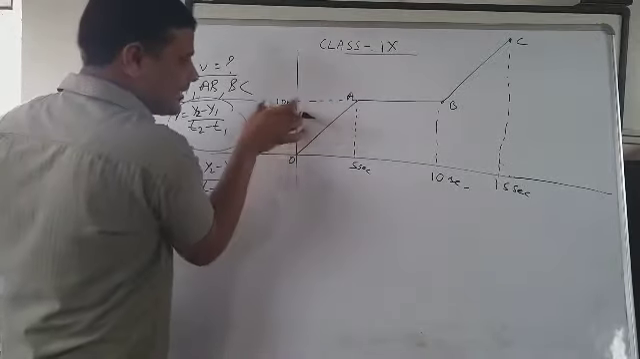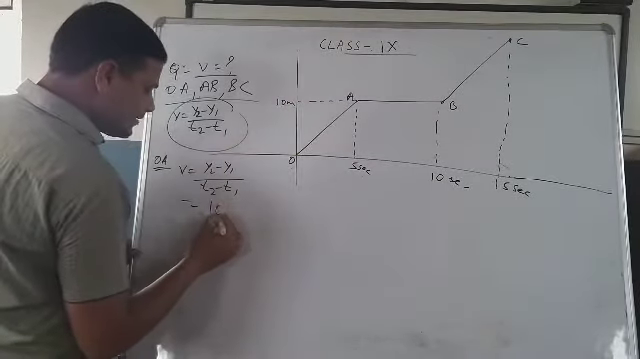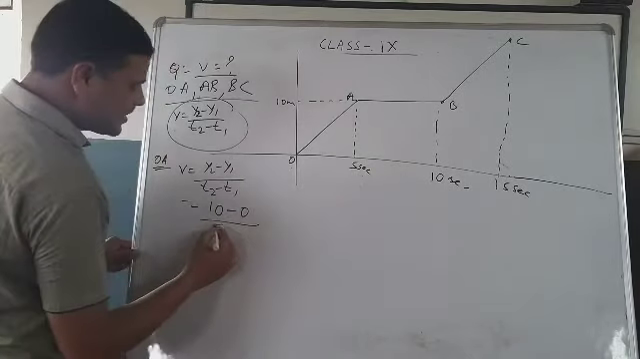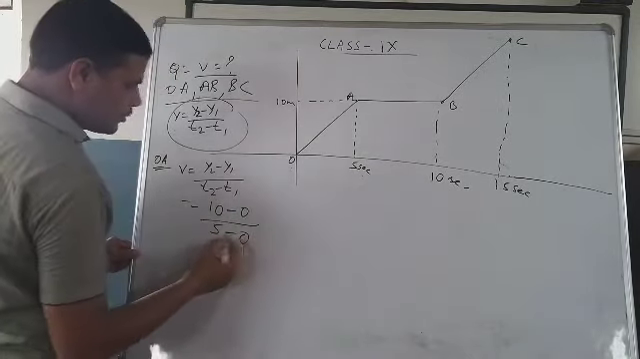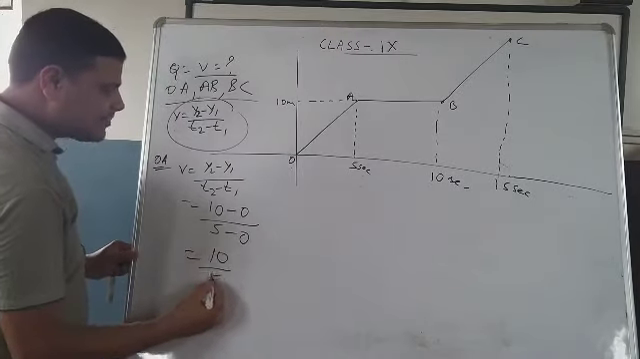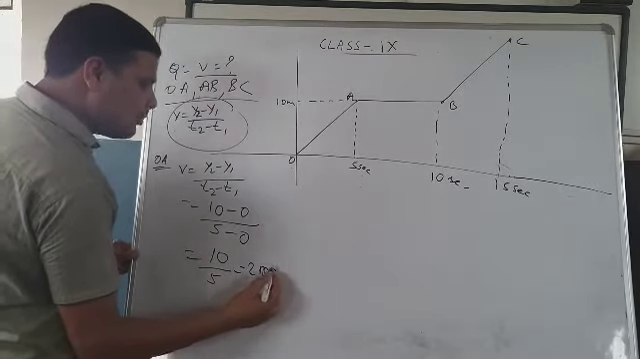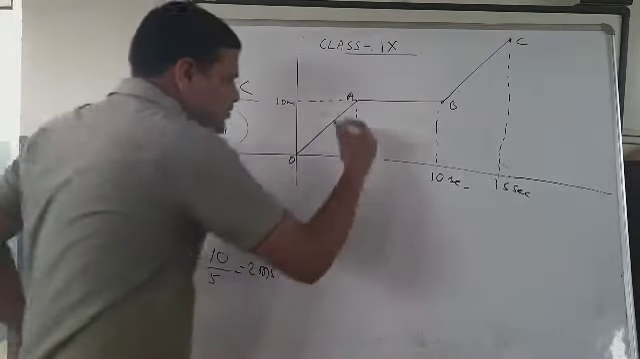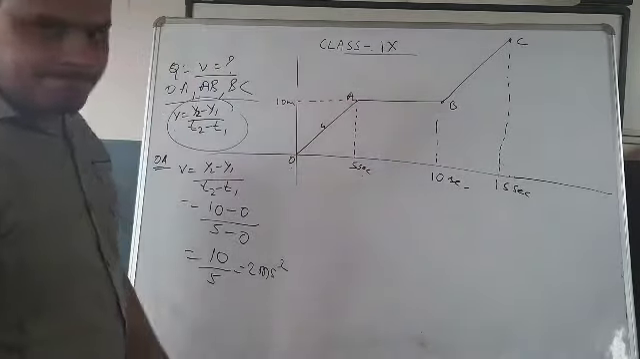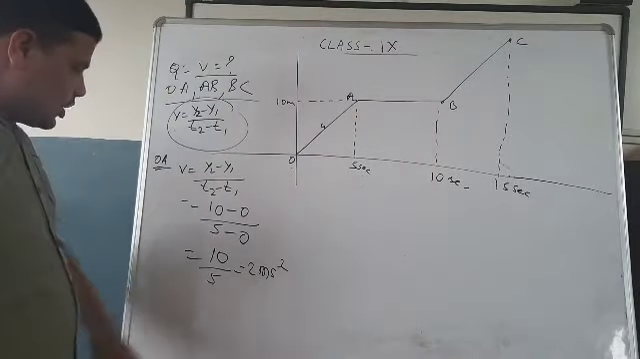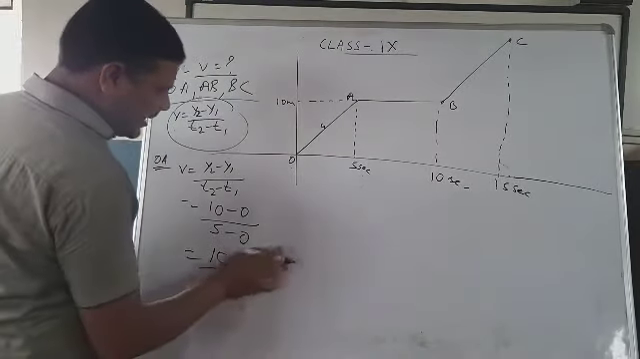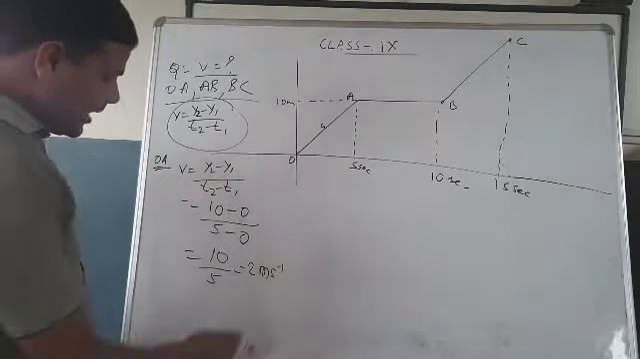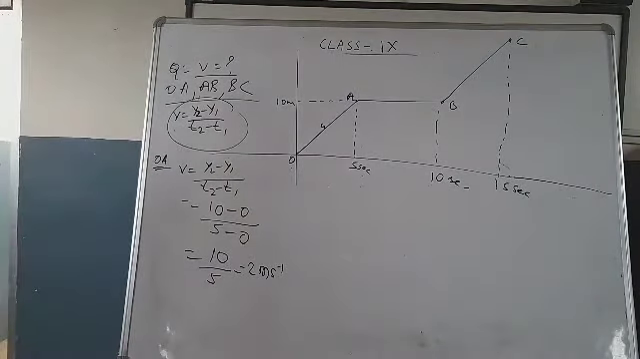What is y2 here? 10. What is y1? 0. What is t2? 5 seconds. What is t1? 0 seconds. So 10 by 5 will be equal to 2 meter per second. And already I have told you that the slope used to give the acceleration. So this is 2 meter per second. The slope used to give the acceleration. So we have got the velocity for OA.